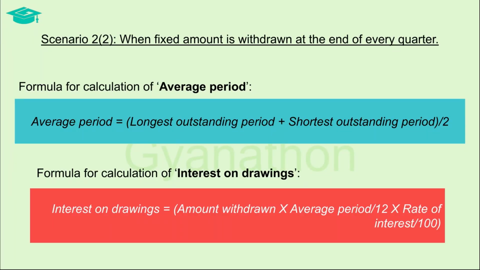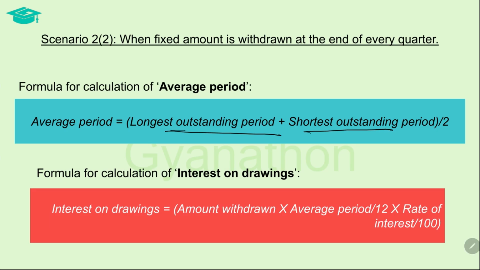Coming to the calculation of interest on drawings when fixed amounts are withdrawn at the end of every quarter, as we saw in the previous formula, let us first discuss and establish what will be the average period in terms of months as well as in terms of quarters in situations where fixed amounts are withdrawn at the end of every quarter. Average period here again is the average of all the periods for which an amount stays outstanding from the firm. That is the average of the longest period and the shortest period.